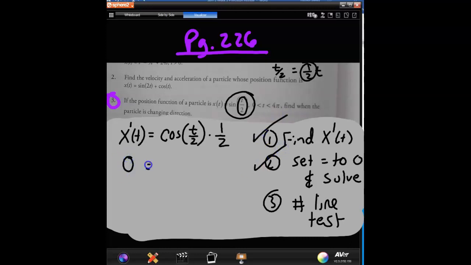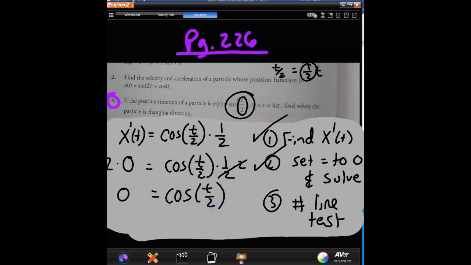We're going to set it equal to 0 and solve now. Well, first thing we might do is get rid of this half by multiplying both sides by 2. So if I multiply this side by 2 and this side by 2, we still have 0 on the left, and now this is canceled on the right. The next thing that we're going to want to do is find when cosine equals 0 on the unit circle. Cosine equals 0 on the unit circle in two places, up here and down here. The one on the top is pi over 2, and the one on the bottom is 3 pi over 2.